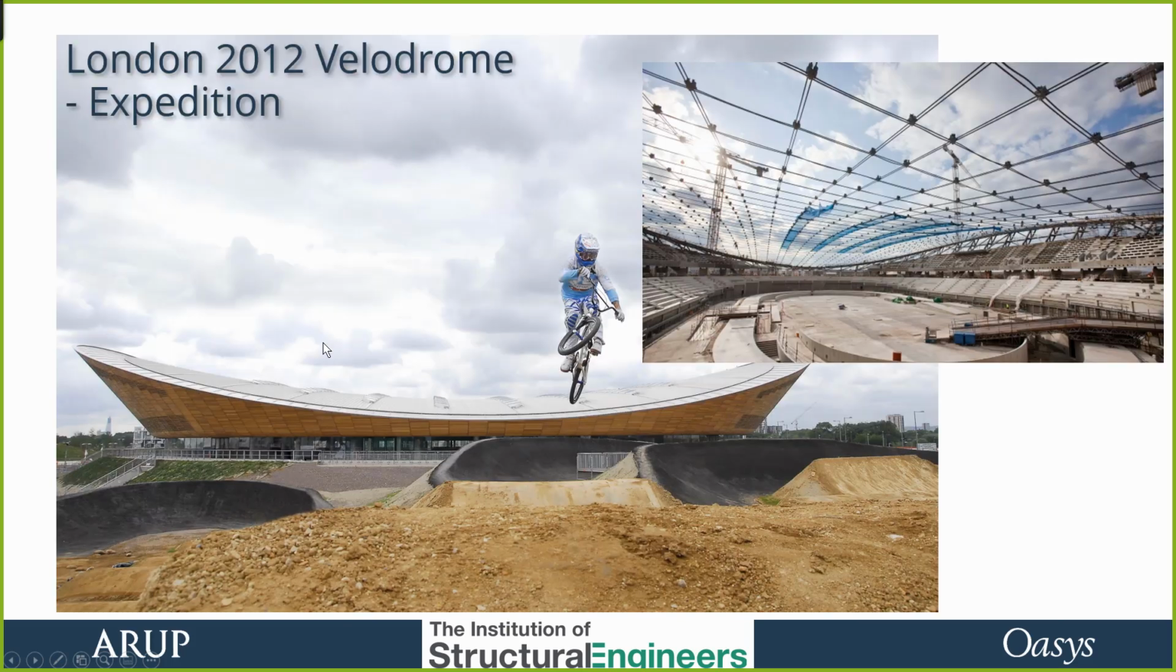Another example. This is Expedition's 2012 velodrome. So this is a high-power cable net structure, and very lightweight, 60 kilograms a square meter. Also had the advantage that they're actually able to build the roof flat on the ground and then just pull on the end cables and it just sort of pops up into position. Won the IStructE Supreme Award back in 2011.